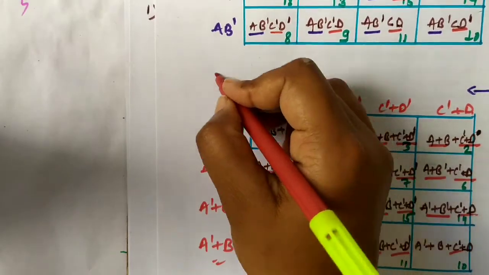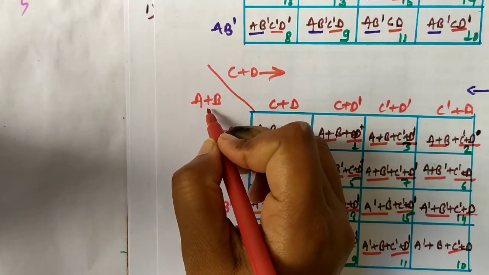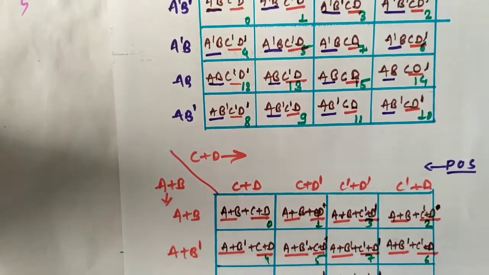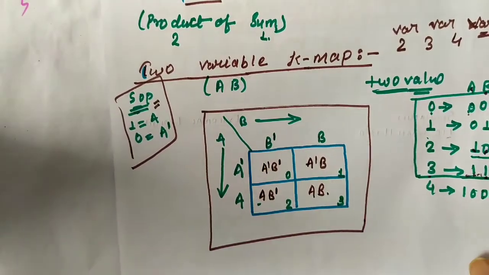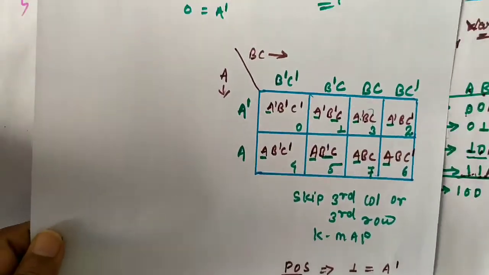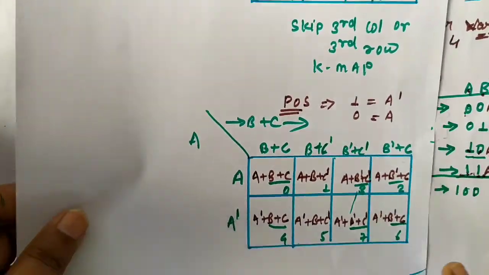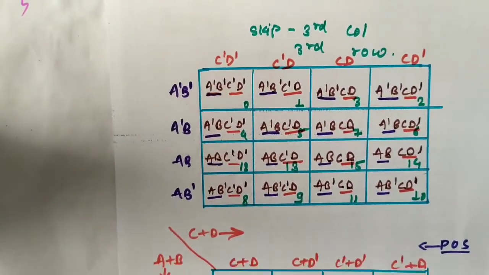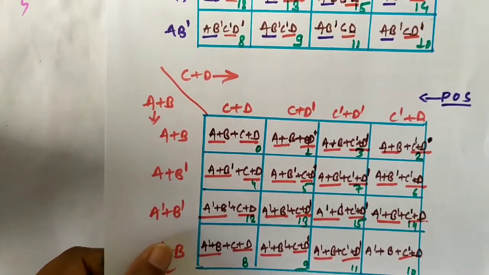Here we write, for this, A plus B, and this is C plus D. So this is the design of 2 variable, 3 variable and 4 variable K maps. The design of 2 variable is like that for the SOP and the POS is like that. The 3 variable is this for SOP and this for POS. And the 4 variable K map is this for the SOP and the POS.